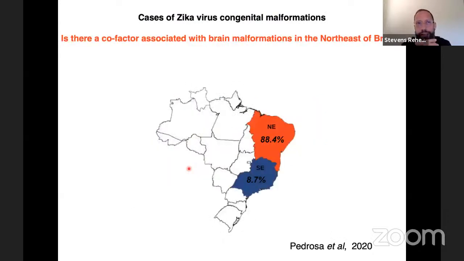But one thing that was really on our minds since 2015 was: why is the northeast of Brazil the epicenter in the world for the cases of microcephaly associated with the Zika virus? Why were the cases of Zika virus congenital malformations basically presented in this poor area of Brazil, even compared with any other region in the world? So we raised the hypothesis that there would be some kind of cofactor associated with the brain malformations in the northeast of Brazil that could explain this difference in the number of babies born with malformations from women who were infected with the Zika virus.